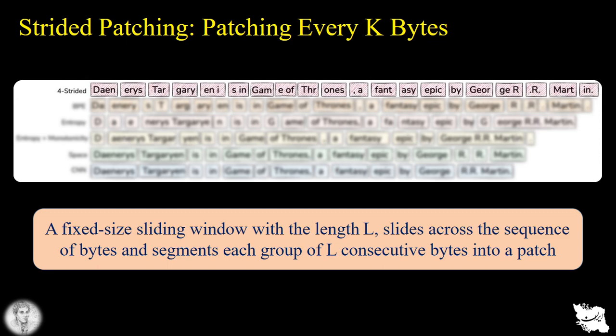However, this patching function comes with significant downsides. First, compute is not dynamically allocated to where it is needed most. One could be either wasting a transformer step or not allocating sufficient compute for bytes dense with information, such as math. Second, this leads to inconsistent and non-contextual patching of similar byte sequences, such as the same word being split differently.